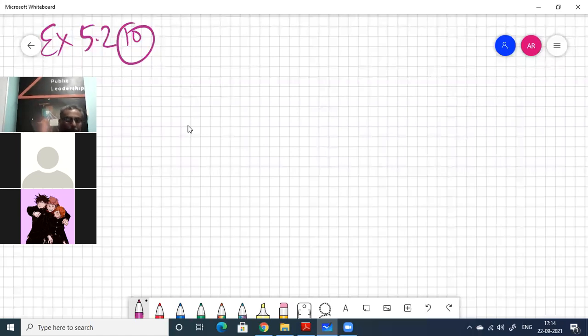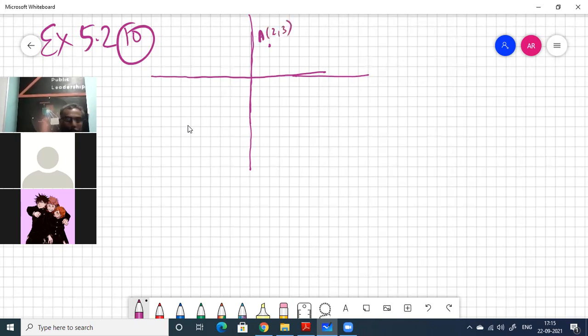Okay, let us do this exercise 5.2, 10th sum. A and B are 2 points. If P lies on the x-axis, okay, now let's put the line. A is (2, 3) and B is (2, minus 4).